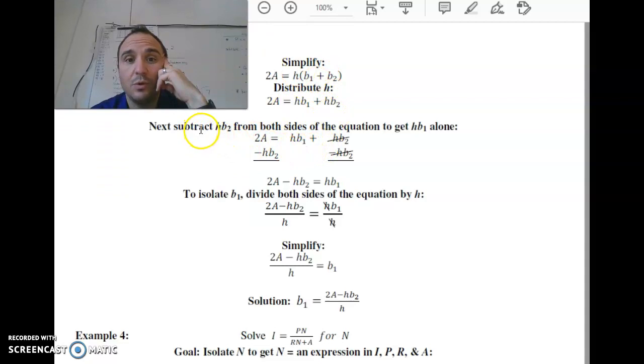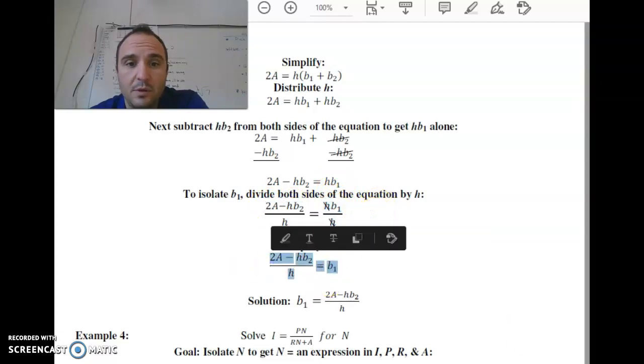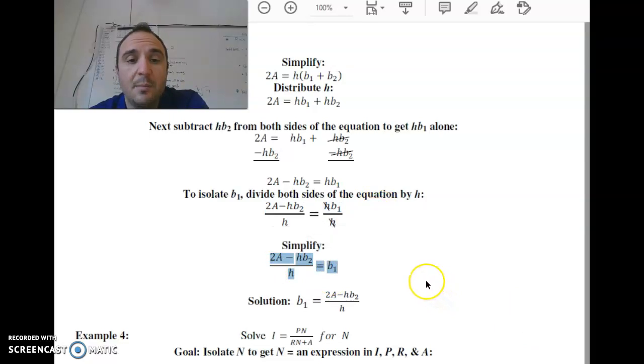And now we're going to subtract. After we distribute the h, we're going to subtract hb2. So we now have 2A minus hb2 equals h times b1. Now divide both sides by h, and our final answer is here. We're going to end up with b1 equals 2A minus hb2, divided by h.